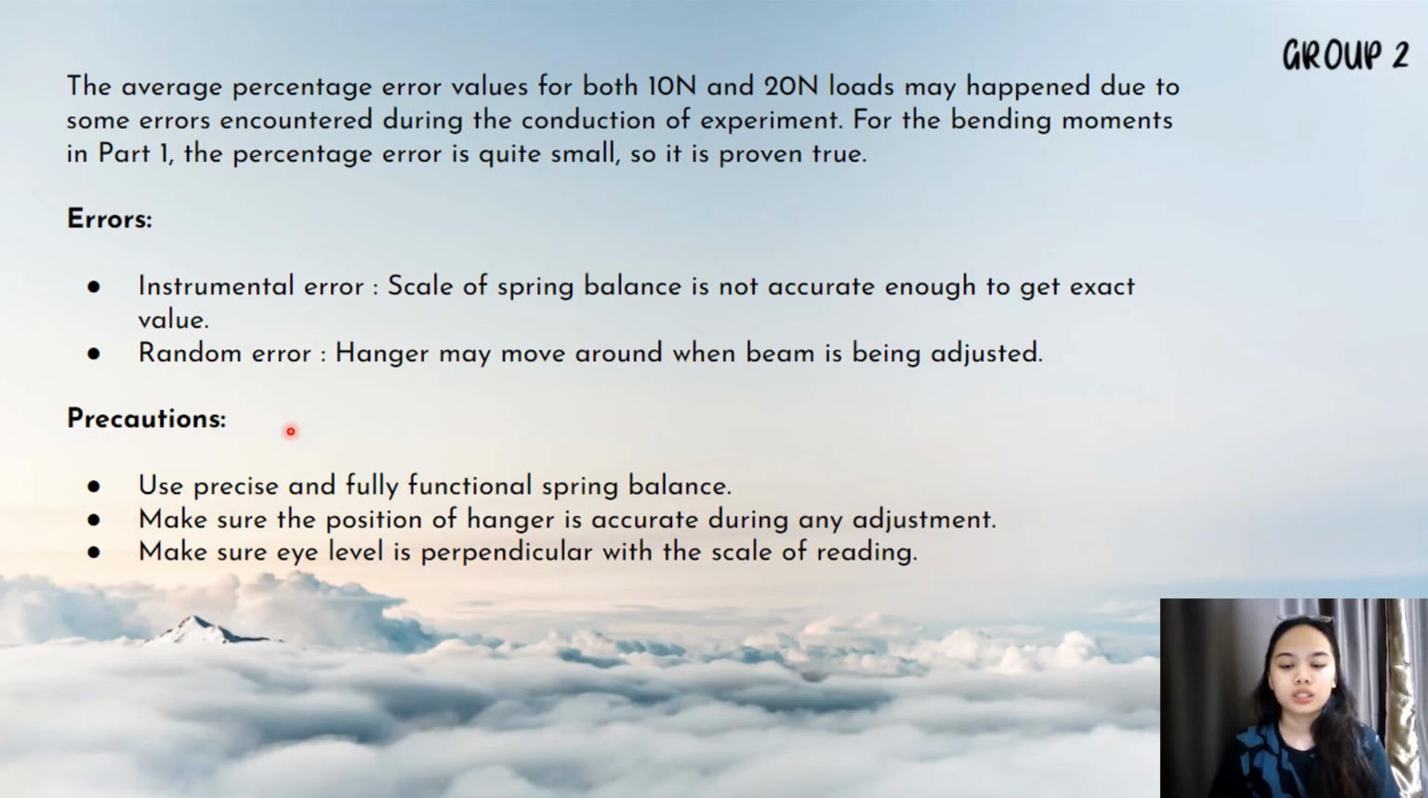The precautions that we have to take care of are, firstly, use a precise and fully functional spring balance. Secondly, make sure the position of the hanger is accurate during any adjustment. And lastly, we are also to make sure the eye level is perpendicular to the scale of reading.